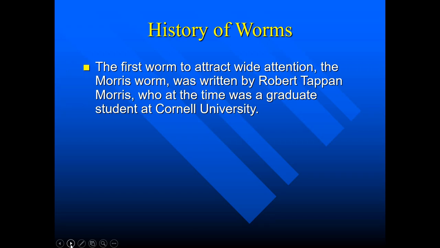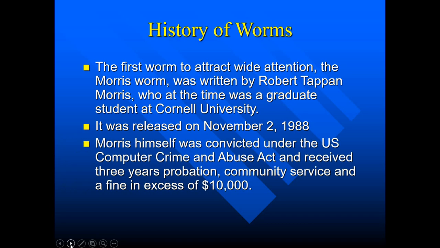The first worm to attract wide attention, the Morris worm, was written by Robert Tappan Morris, who at the time was a graduate student at Cornell University. It was released on November 2, 1988. Morris himself was convicted under the U.S. Computer Fraud and Abuse Act and received 3 years probation, community service, and a fine in excess of $10,000. Xerox PARC is the research and development center which was used to detect the worm.